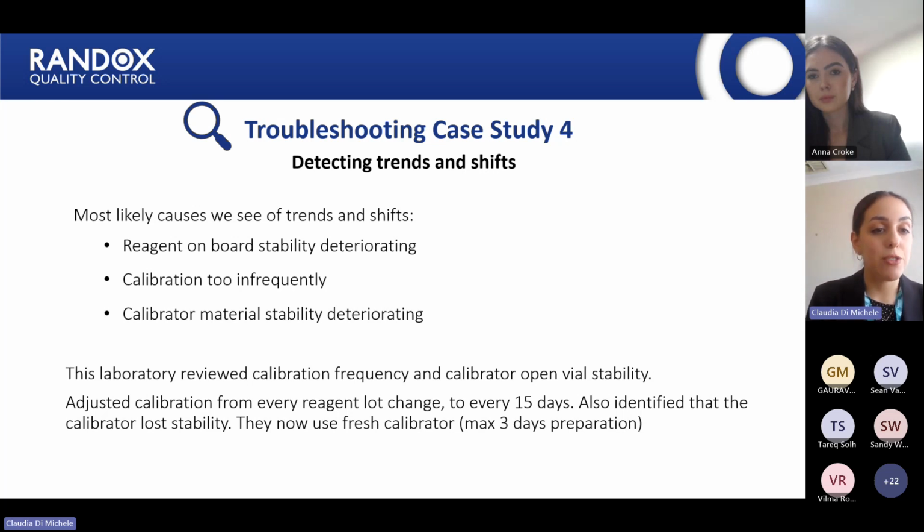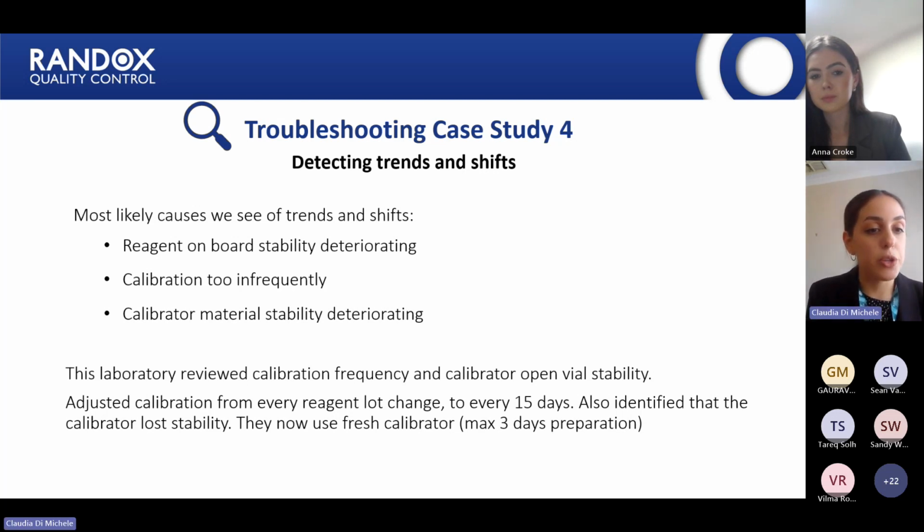Secondly, calibration too infrequently. So we see results especially starting to drop off after less frequent calibrations than necessary. And then lastly, calibrated material stability. This can also deteriorate quicker than what it says on a manufacturer's kit insert. So those three things are very important to be doing some sort of validation work on yourselves, because we have seen it time and time again where what they quote on the manufacturer's kit insert isn't always what we find when you do some more digging.